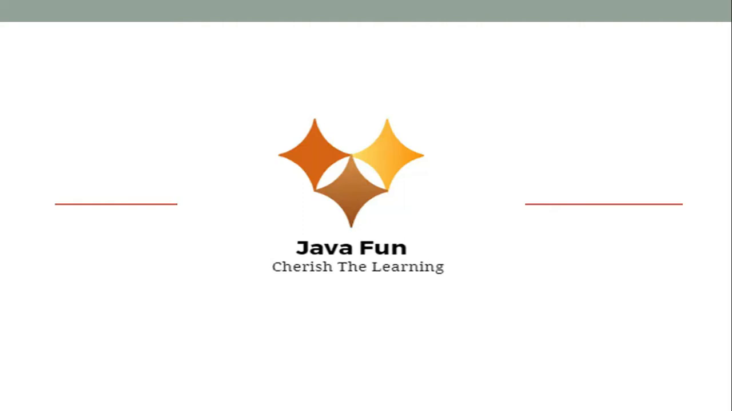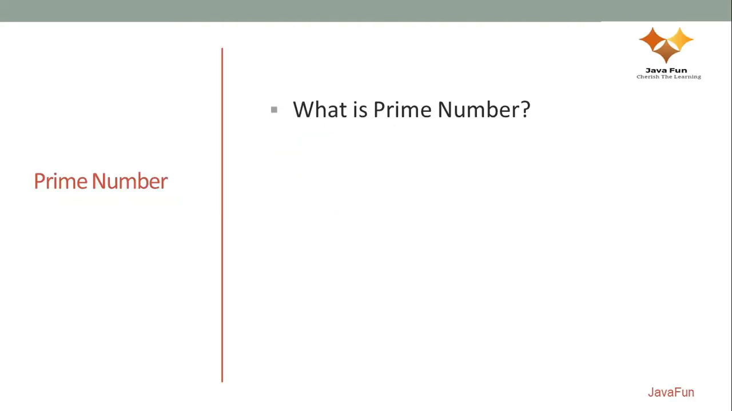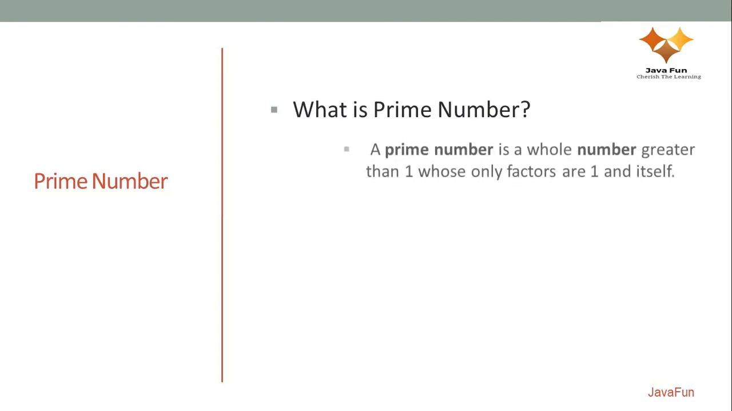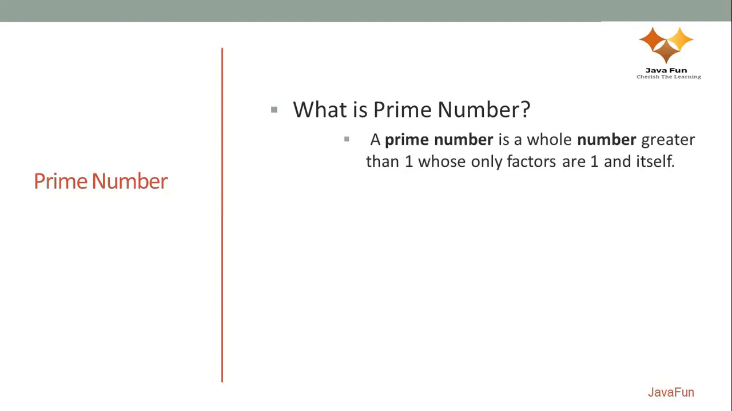So without further wasting much time, let's find out what exactly a prime number is. A prime number, according to the Wikipedia definition, is a whole number greater than 1, and that number is only divisible by 1 and the number itself. So its only factors are 1 and the number itself.